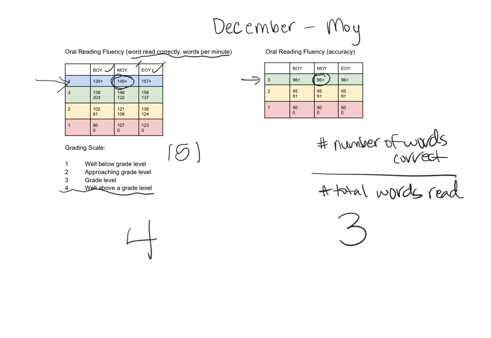Now, you'll notice that there is no 4 on this chart to the right, the fluency. The highest they could get is grade level, which is 3, and that is fine. It's because the students are near perfect anyway, so there's no way to show above 100%. And so 4 and 3 are the total scores that a student can receive.